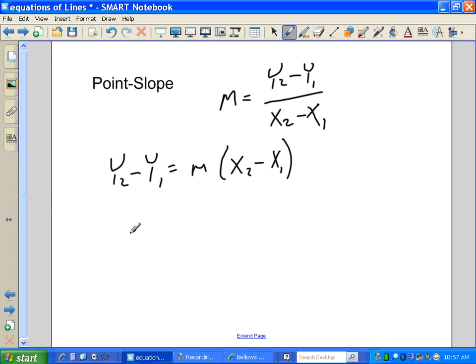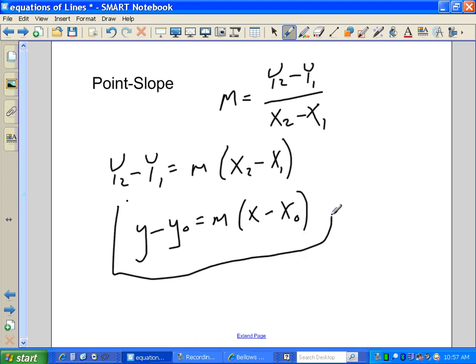So really the way then it becomes the standard point-slope form, y minus y0 equals m times x minus x0. This is a big one. This is a really easy form to use. We use it a lot. You'll learn to like it, or well, you'll learn to use it, or something.